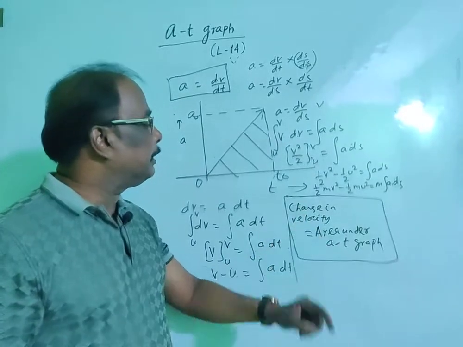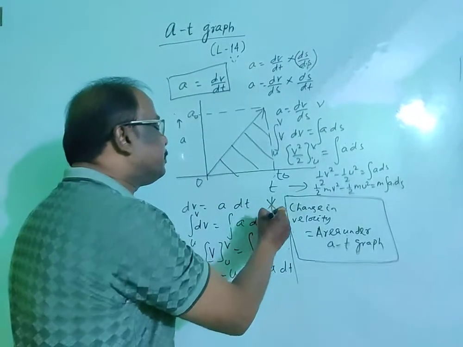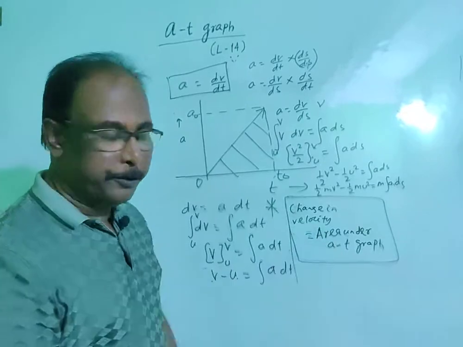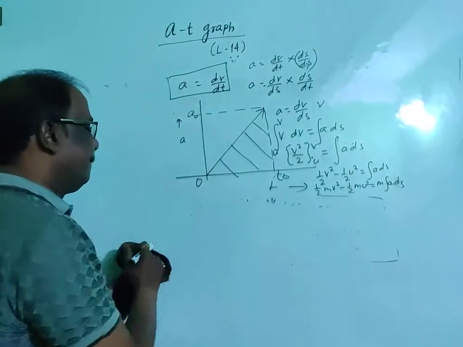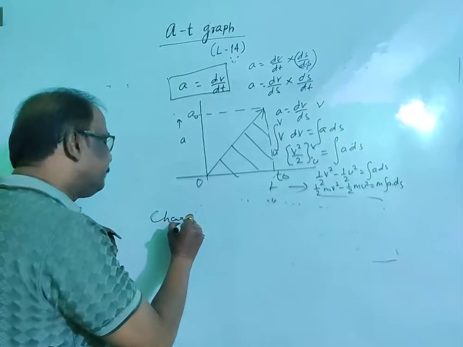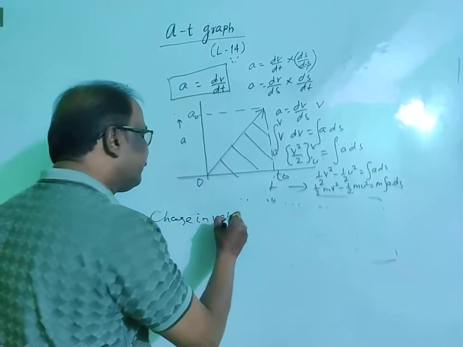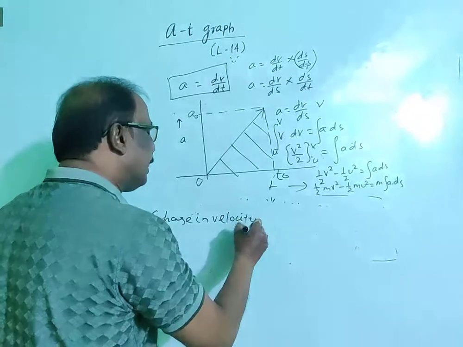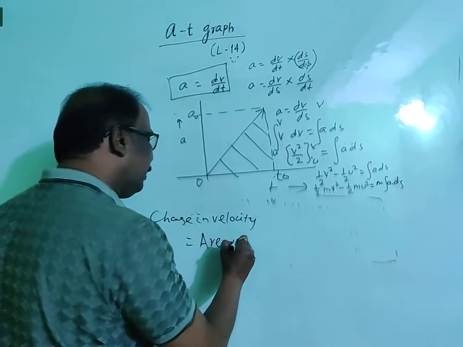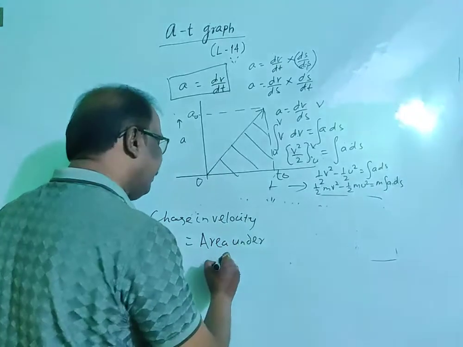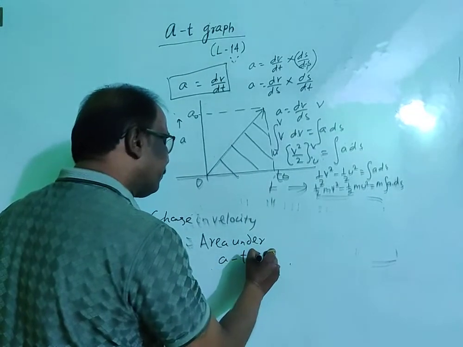Have you remembered this concept? Change in velocity is equal to the area under the a-t graph. This is very important. Keep it in your mind. Change in velocity can be calculated by calculating the area under the acceleration-time graph. Very important.